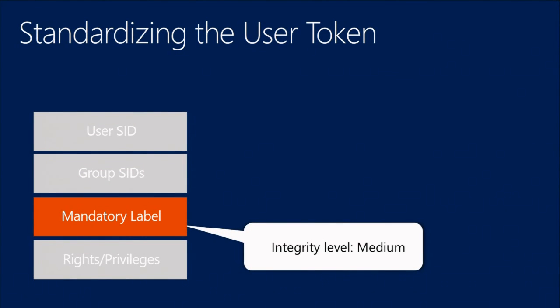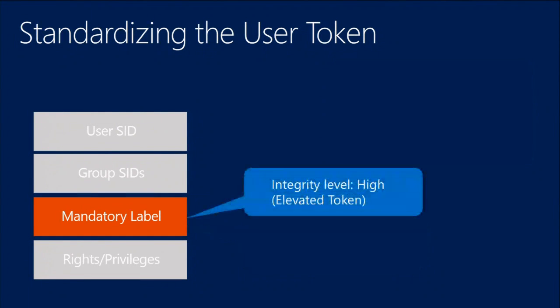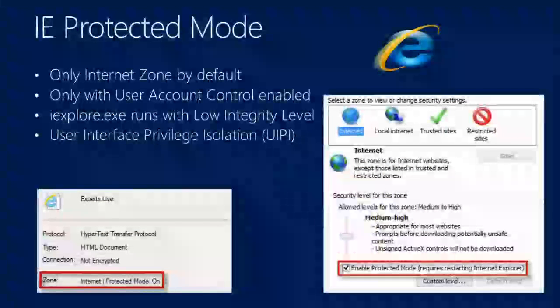Now, Google implemented this and even has a lower level, but I'll show you that later. Yeah, Erdal will show you that later. So when you log on and your user token is created, you always get a medium-level process token. And when you elevate and you click yes for consent, you will get a new process, and that new process gets the high integrity level.